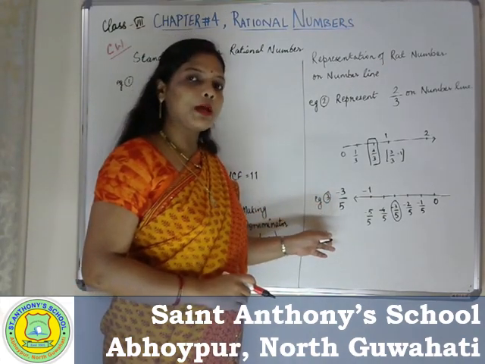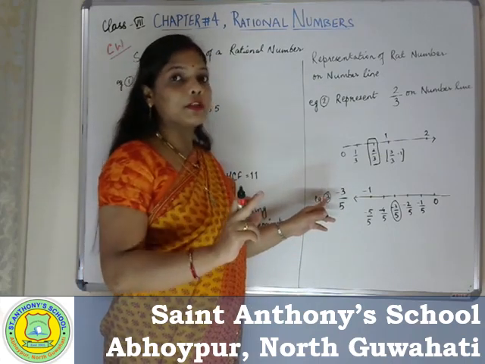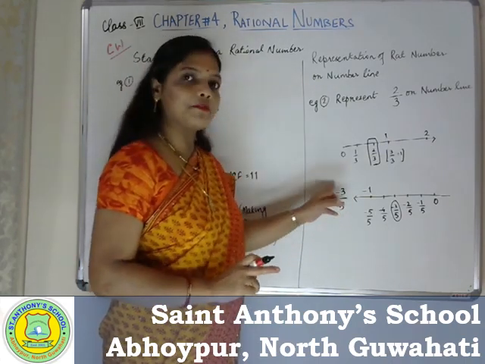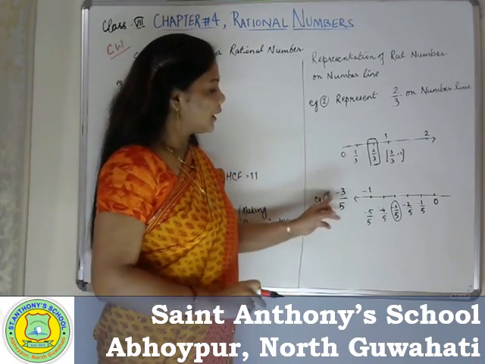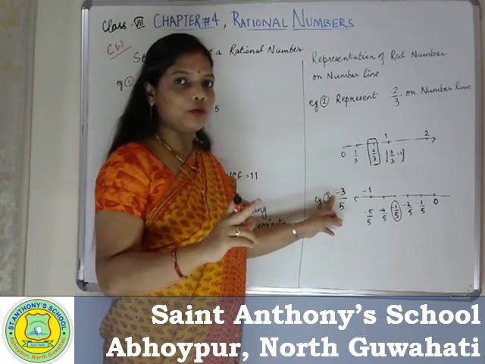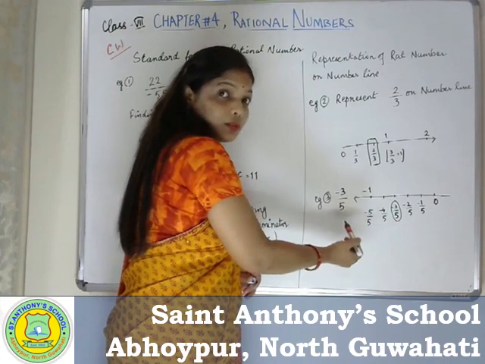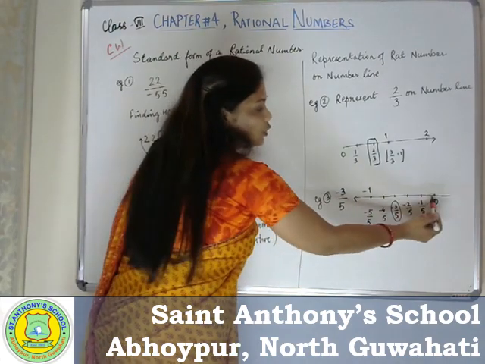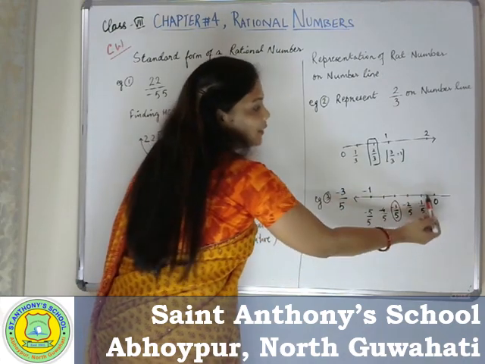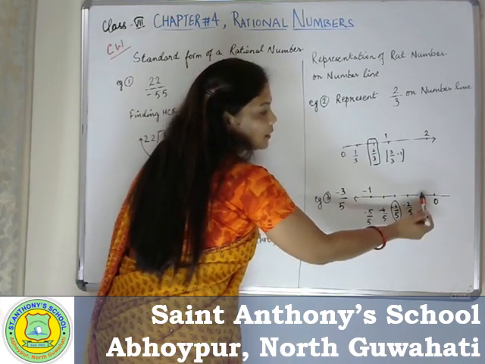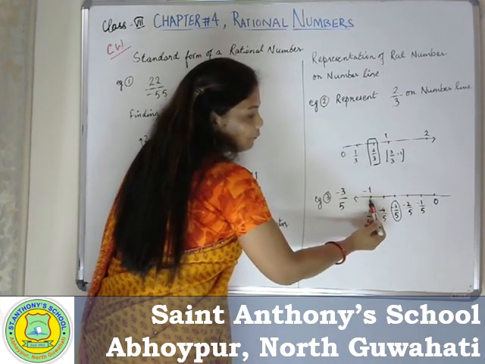Same way, minus 3 by 5. Now minus 3 by 5, minus is there and minus is only on the numerator. If both the sides we have minus, then it was a positive rational number, because negative signs will be cancelled. Here I have a negative sign only on the numerator. So here my number line will move from 0 to minus 1. Now here total 5 parts are there. Again I will divide my 0 to 1 in 5 parts: 1, 2, 3, 4 and 5.